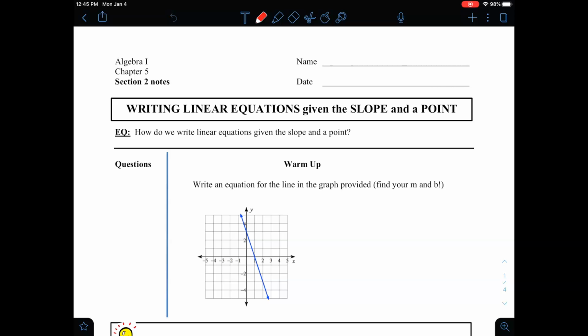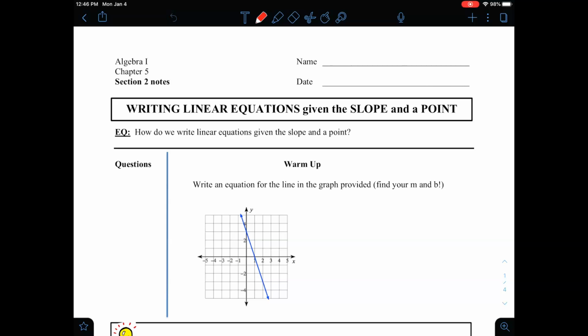We're continuing with Chapter 5, which is different forms of linear equations. The name of our lesson today, 5.2, is writing linear equations given the slope and a point. Our central question is, how do we write linear equations given the slope and a point?